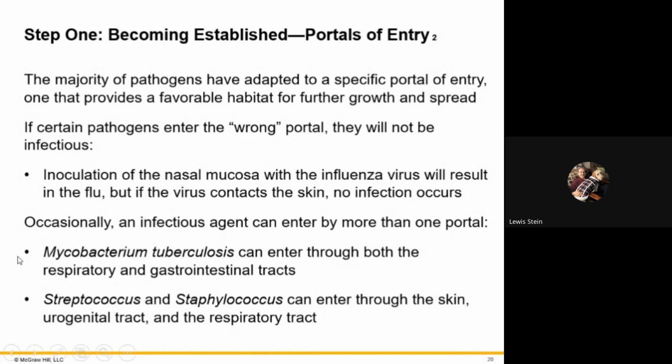An agent can enter by more than one portal. Tuberculosis you can get in a variety of ways. You can get it even through the gastrointestinal tract. That's unusual. Tuberculosis is an oddball, particularly respiratorily. I've commented on it before, but I really want to amplify the point: with COVID, flu, and RSV, when you cough or sneeze, it's a droplet. It stays in the air temporarily and drops.